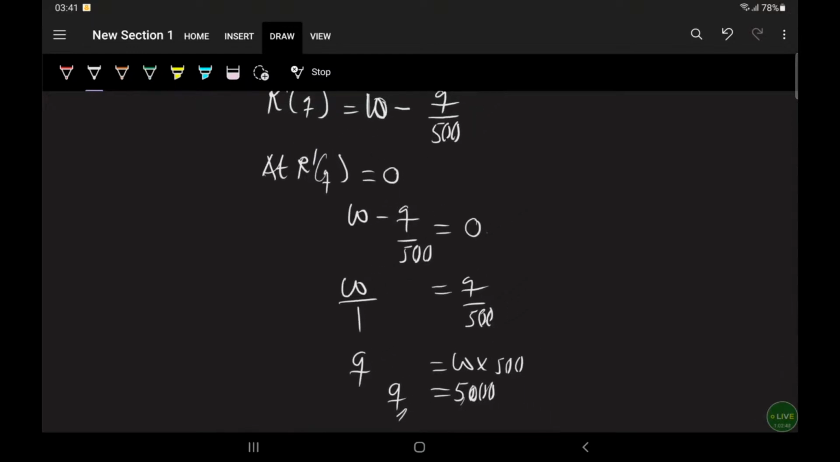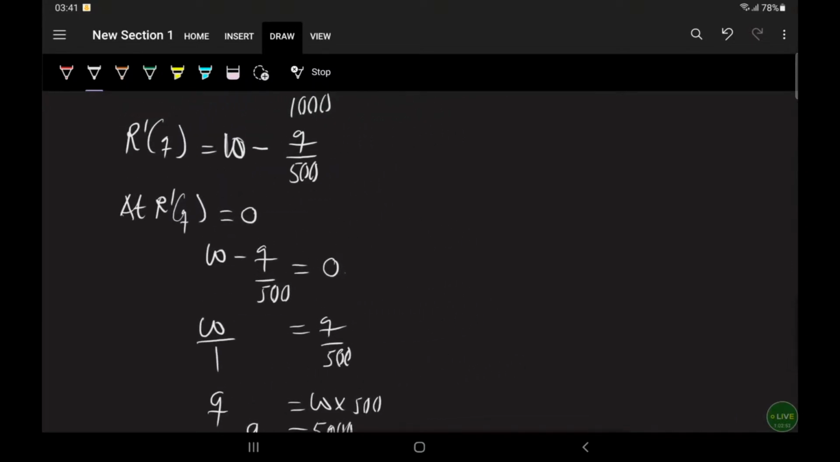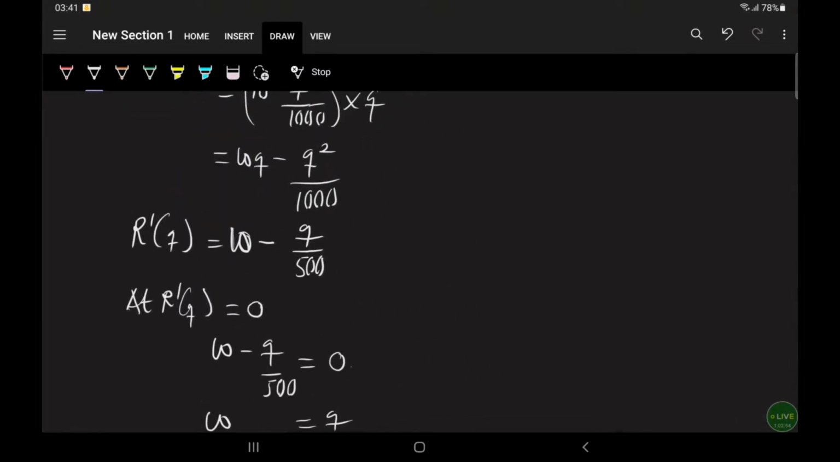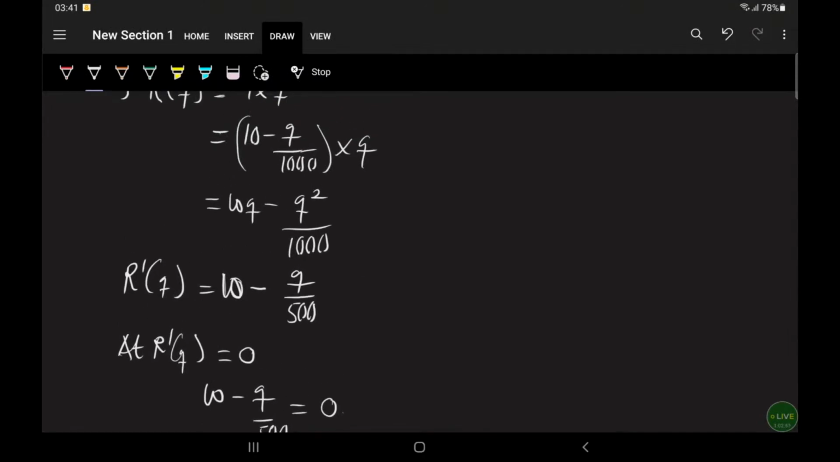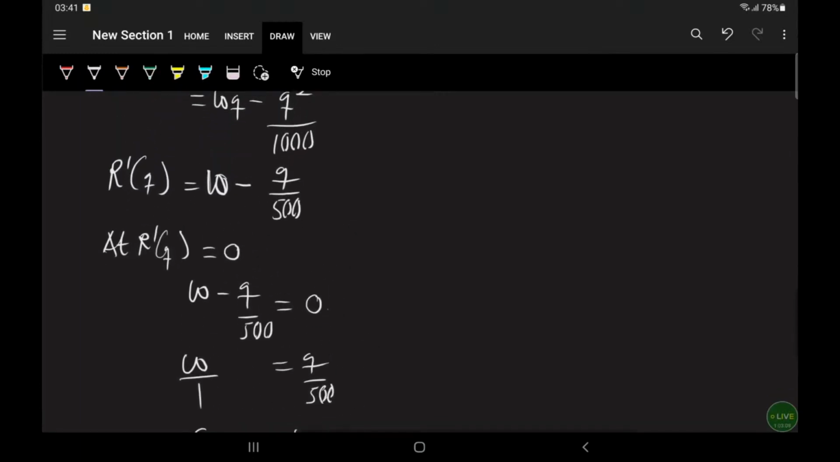Why am I saying it's a maximum? Let's see if that is true or not. You realize that the question is asking us to find the maximum revenue. So once you're able to get the quantity you want to produce to achieve a maximum revenue, let's test for it. If that is true, then we can conclude that we can obtain our maximum revenue.